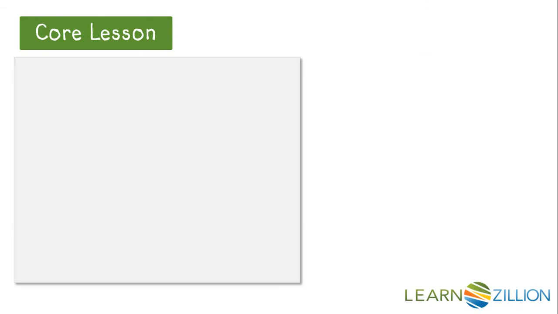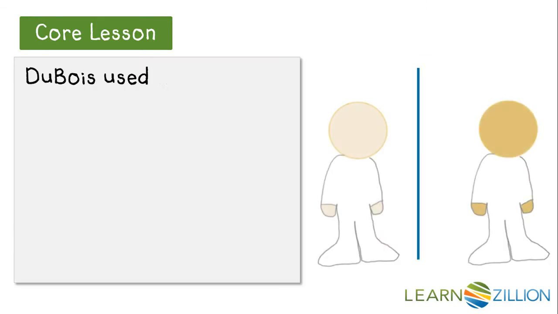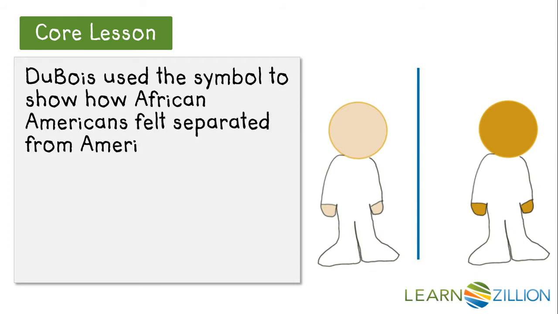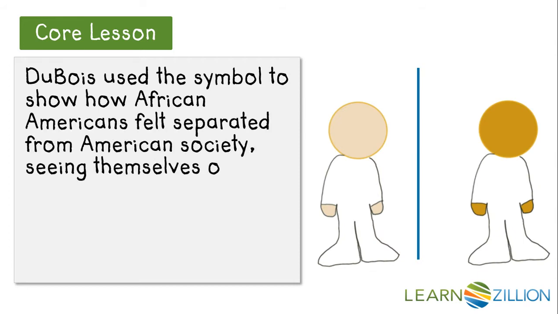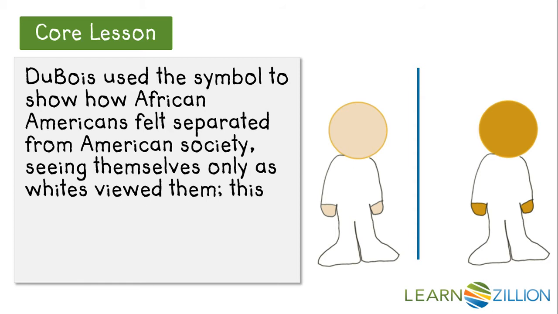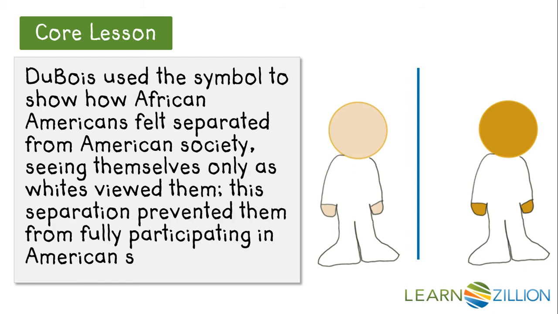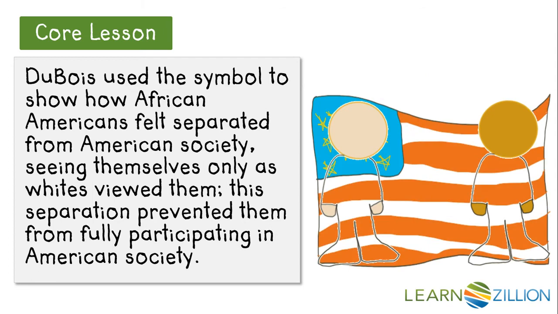So just think about those examples and come up with a response. Du Bois used the symbol of the veil to show how African Americans felt separated from American society, seeing themselves only as whites viewed them, and that this separation prevented them from fully participating in American society.